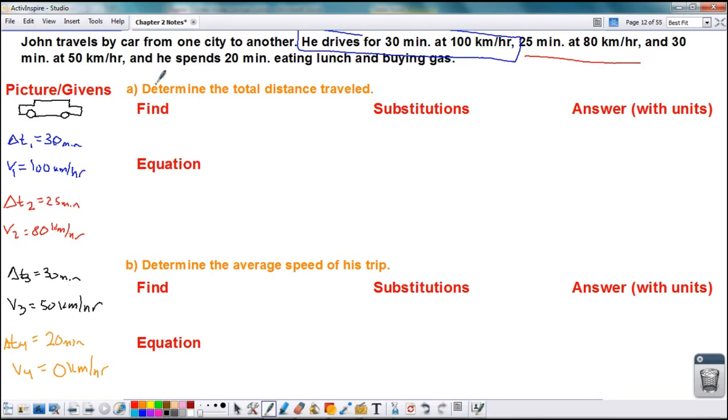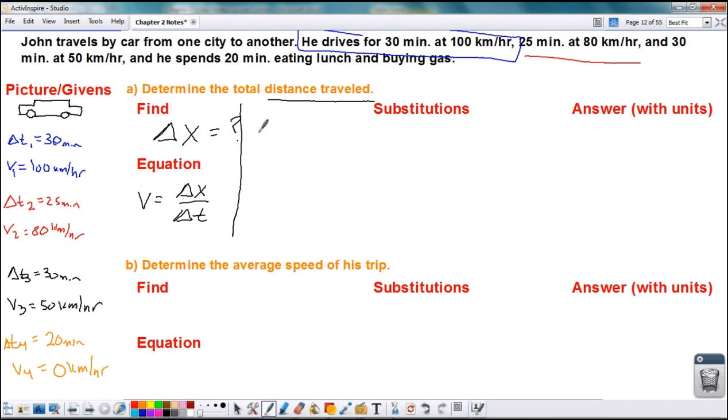Back up here, part A, determine the total distance traveled. Well, distance can be written as x. So we are trying to find the total distance traveled. The equation that has speed, distance, and time is speed is equal to the change in distance over the change in time. Substitutions. So let's start with part 1 because we can't substitute all of this in at once, so we're going to do each part and then find the distance and add them all up.